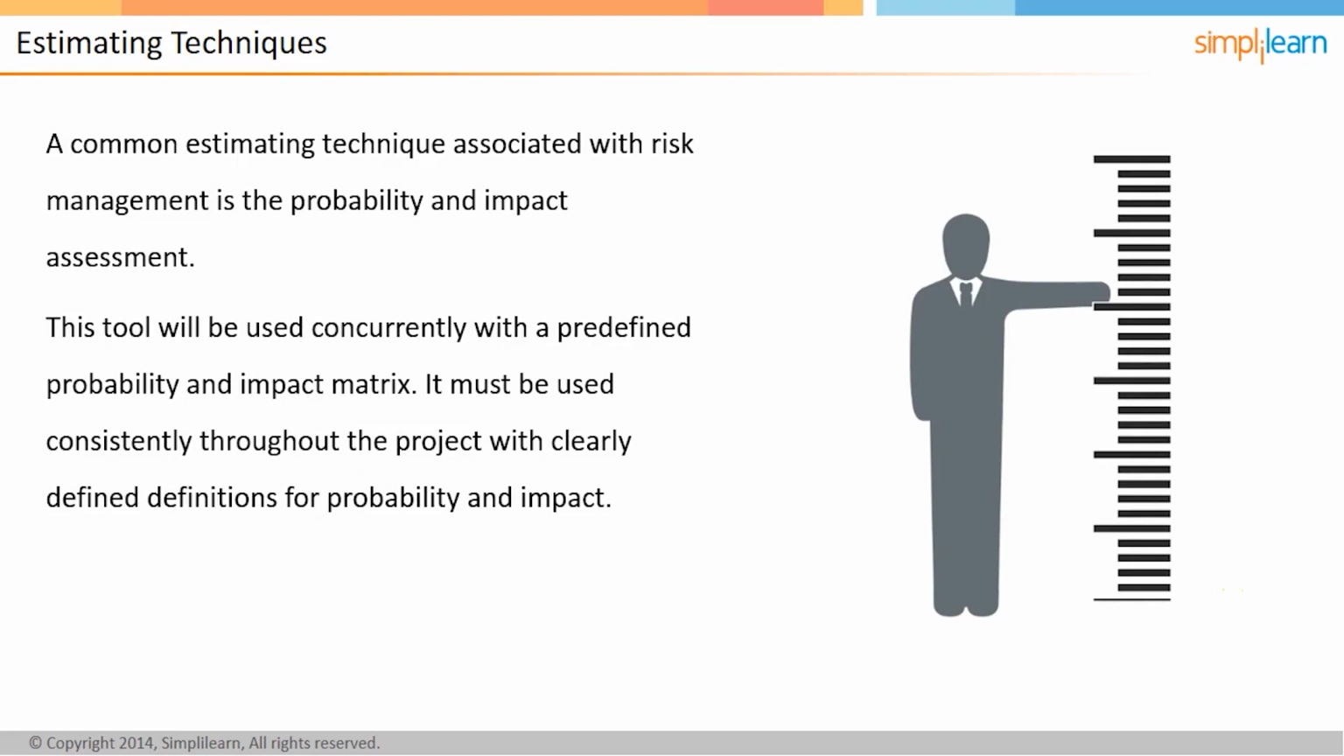It must be used consistently throughout the project, with clearly defined definitions for probability and impact. The definitions for probability and impact for threats, as well as opportunities, have already been discussed, along with an example of how to develop PIM scores for each identified risk. In the next screen, we will focus on historical documentation.